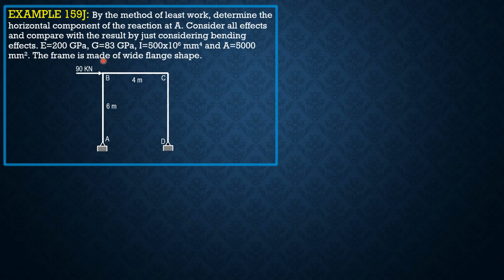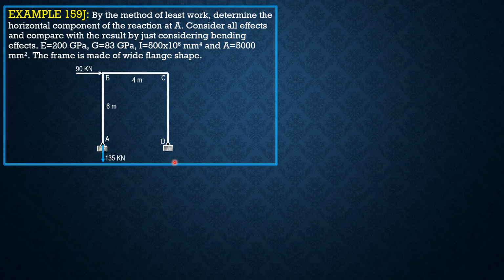So this frame is indeterminate to the first degree because of the external supports. So we will select the horizontal component of the reaction as our redundant force. So if you sum up moments about D, you will get 135 reaction at A downward. So that is 90 times 6 equals AY downward times 4. So AY is 135.